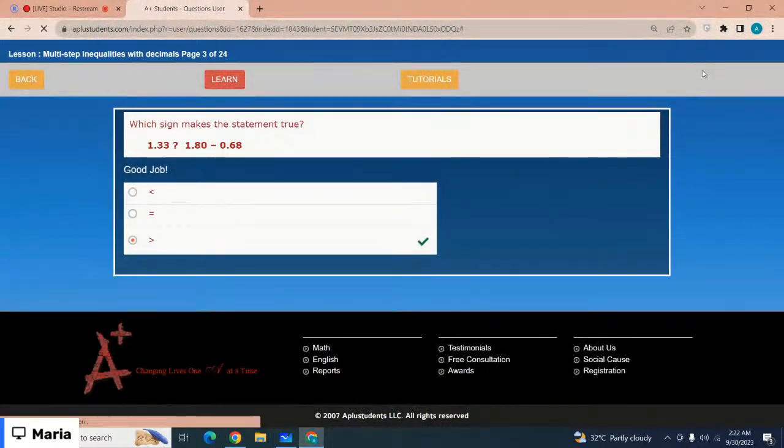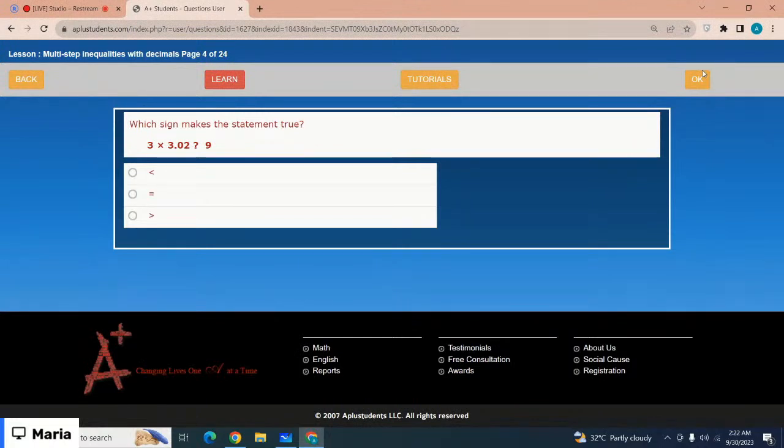Okay, for the next one, you have to answer, right? Which sign makes the statement true? 3 times 3.02, you have to compare it to 9. 3 times 3.02 is 9.06, right? 9.06 is greater than 9. The correct option is greater, right? Very good. That would be greater.